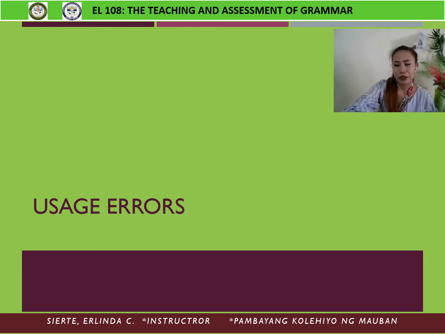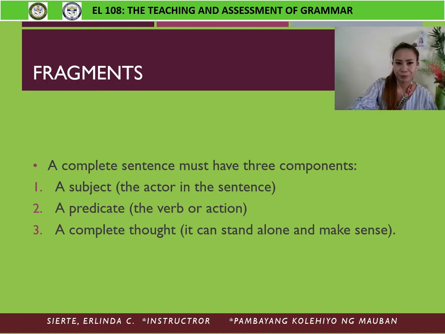Now let's have the usage errors. First is fragment. A complete sentence must have three components. So what are these components? First, a subject. Who is the actor in the sentence? Number two, a predicate, which is the verb or action. And third, a complete thought. It can stand alone and make sense. In other words, a fragment is an incomplete sentence.